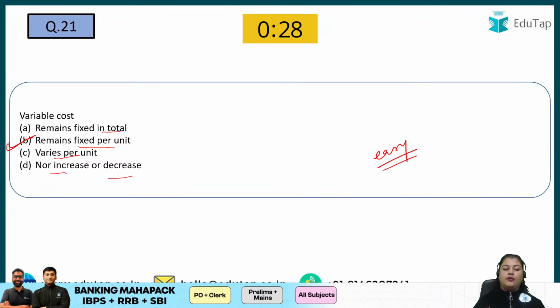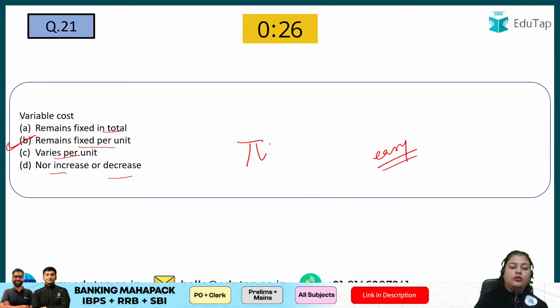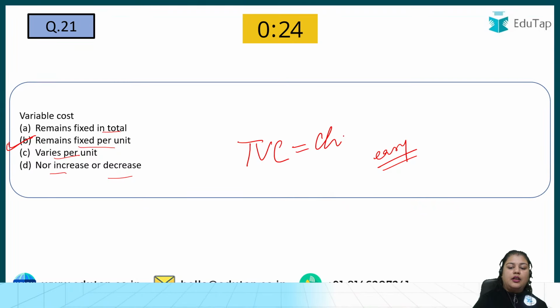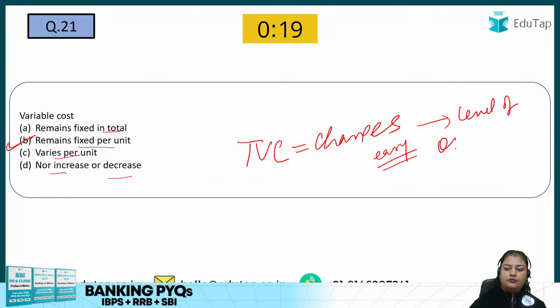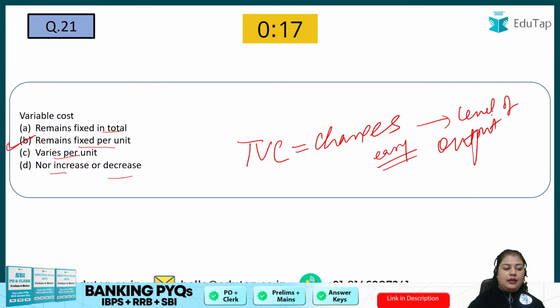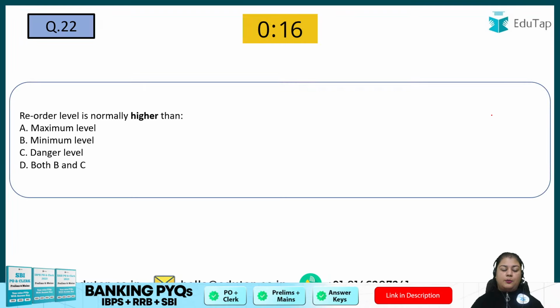Per unit it remains fixed, but when I talk about the total variable cost, it changes, it varies with the level of output. Right? Moving ahead. So here the correct answer is option B.